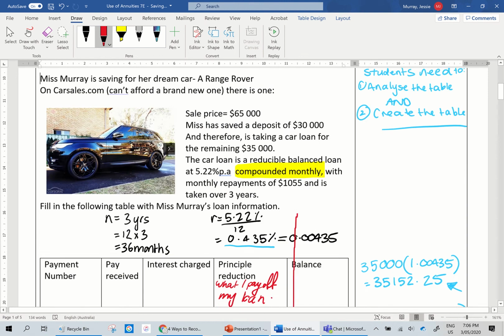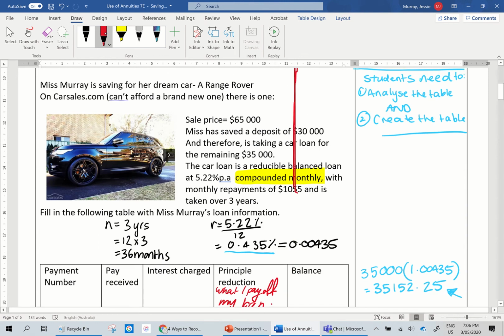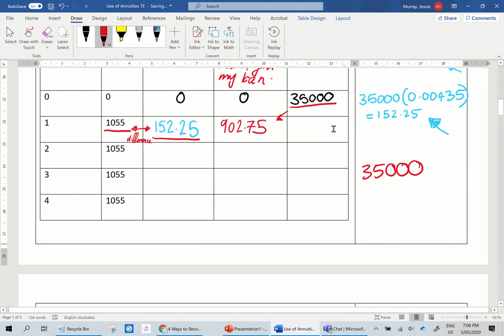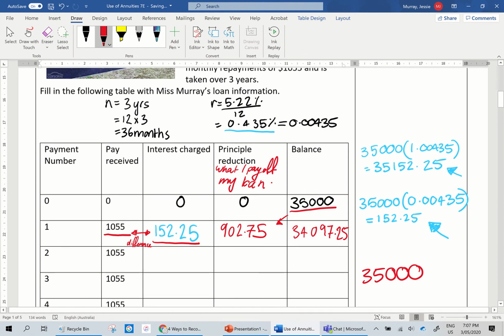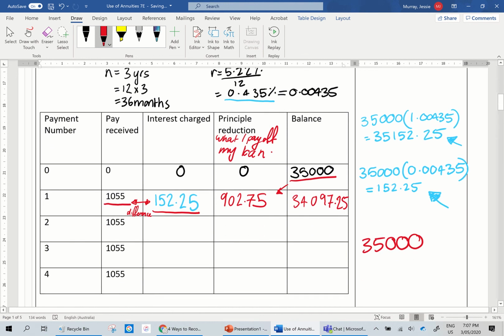So I get an answer of 34,097.25. So after the first month, I owe $34,097.25. I'll do one more row and then I want you to have a go at doing the next.